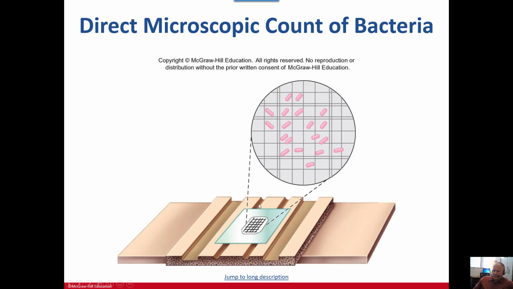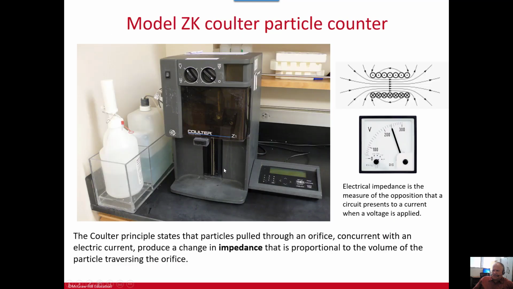We can do direct microscopic counts with a grid system, so that way you can measure. We know how many grids appear on a particular sample. All we have to do is count one area and then multiply that by the number of grids on that particular sample, and we can come up with our calculation.